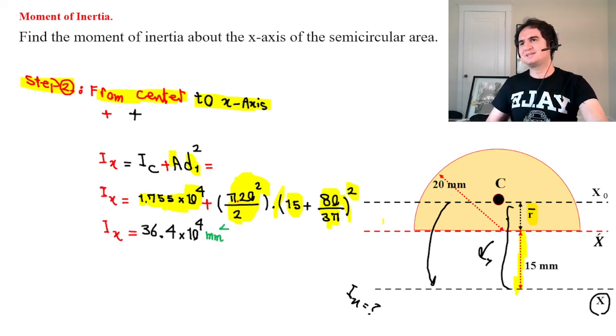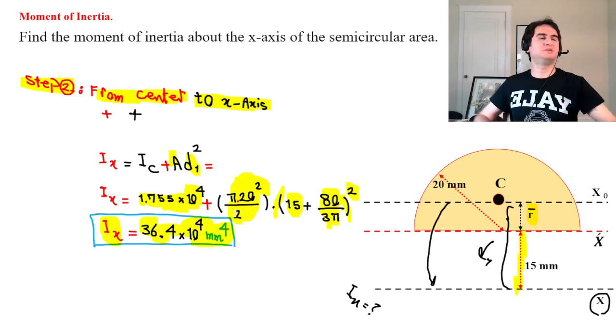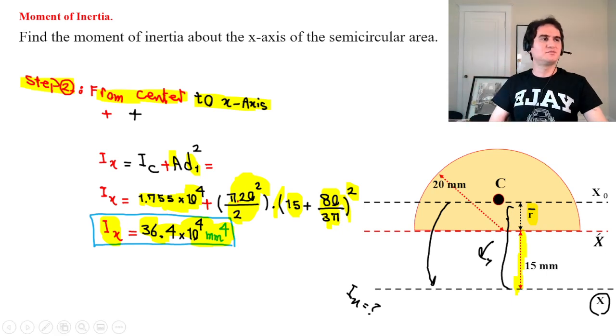If you do the math, it gives you Ix as 36.4 times 10 to the 4 millimeters to the power of 4. And that's very interesting, how you can work with the parallel axis theorem back and forth to get your answer for calculation of moment of inertia between different axes. Thank you.